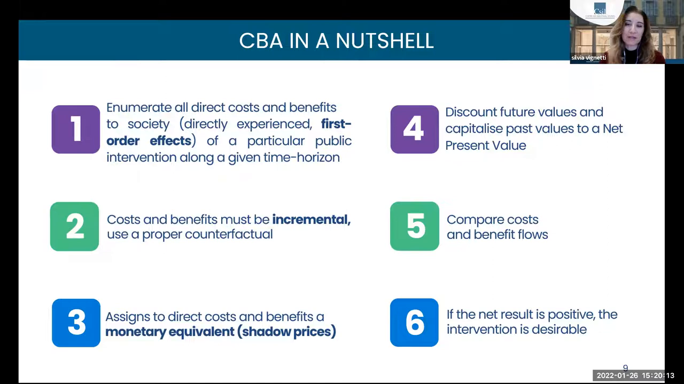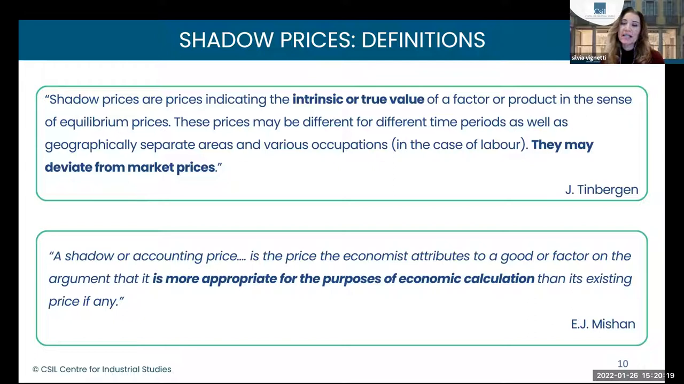Now, the core aspect of cost-benefit analysis is all about shadow prices. You may have heard about shadow prices. The key point is that market prices, or the prices that we observe in the market, are not a good signal of social value.